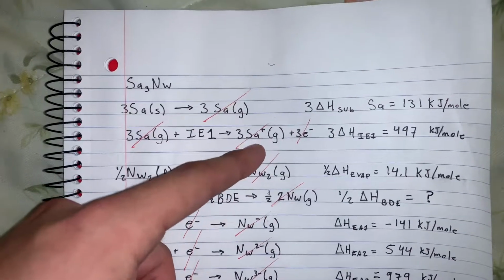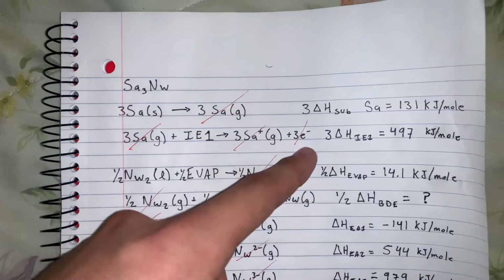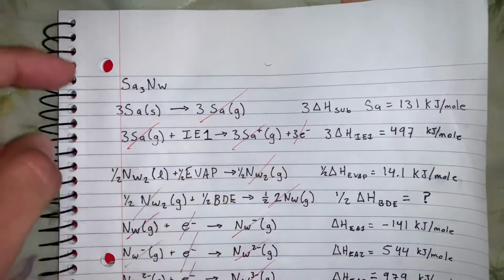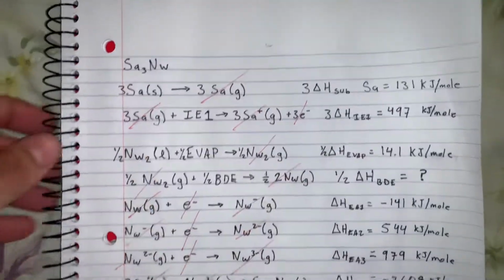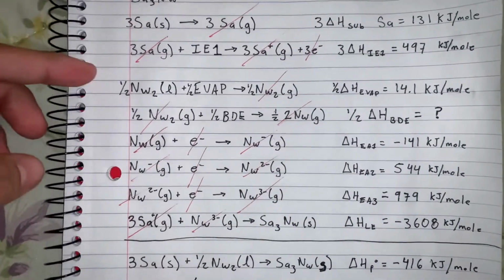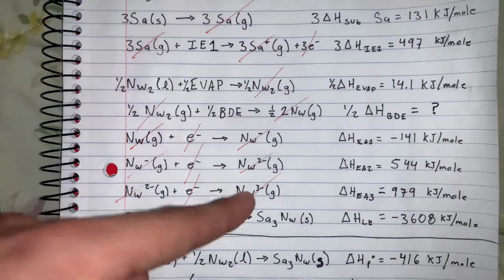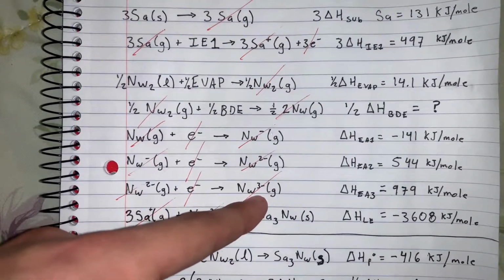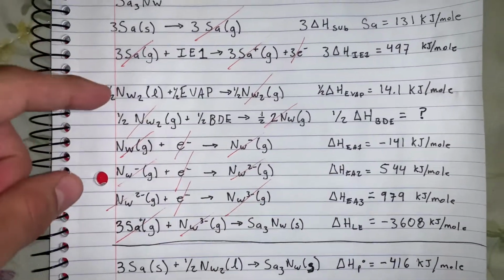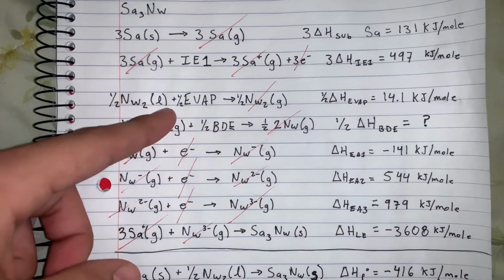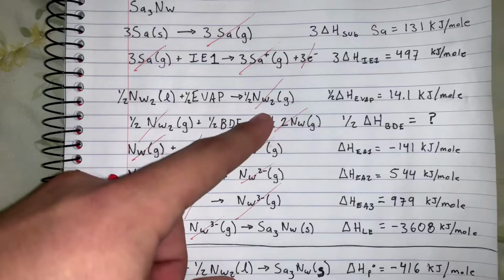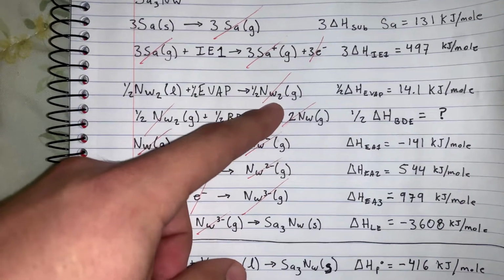So I have my Sa plus gas and 1 electron. And since I need 3, I'm going to multiply all of them by 3 as well. Now I'm going to find my NW negative 3 gas, and I'm going to start off having NW2 as a liquid, and I'm going to evaporate it so I can have my NW2 as a gas.